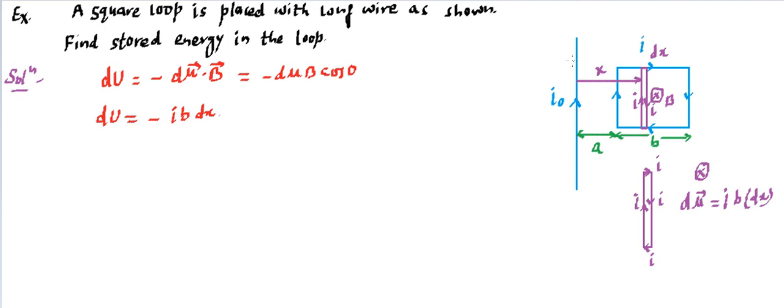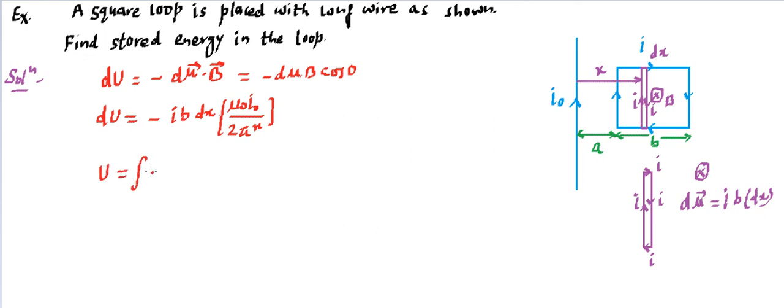What is the B? Because of this wire, since B was varying, this B is going to be equal to mu naught I naught, where I naught is the current of the wire, divided by twice pi x, because this is taking place at a distance x from the wire, and into cos 0, which is 1. Now this is du. Once you have du, you can find u.